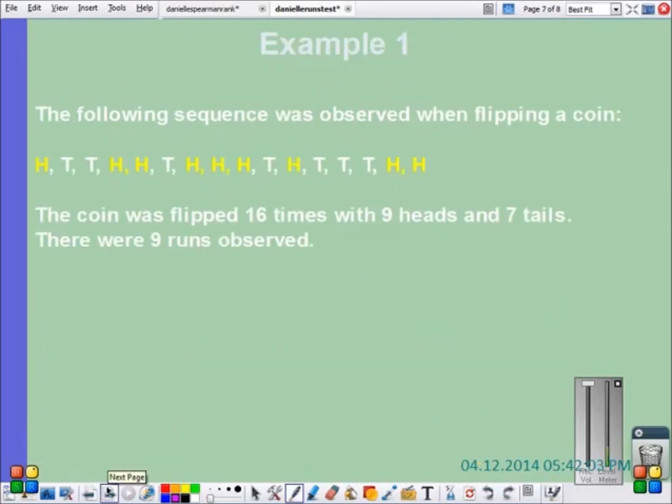Example 1. The following sequence was observed when flipping a coin. You can see it's in runs. It shows you by the color of the letters. Each one is a run. The coin was flipped 16 times with 9 heads and 7 tails. There were 9 runs observed.